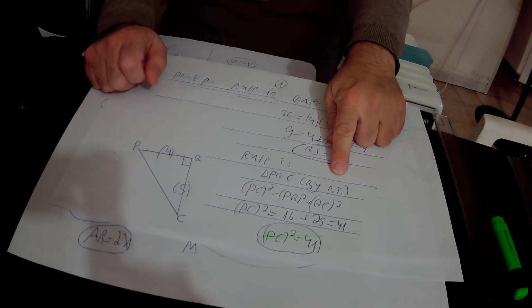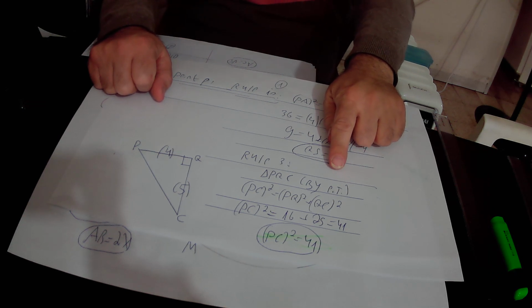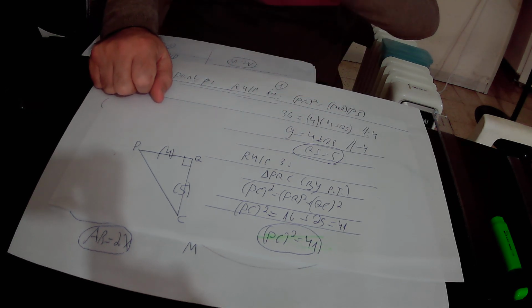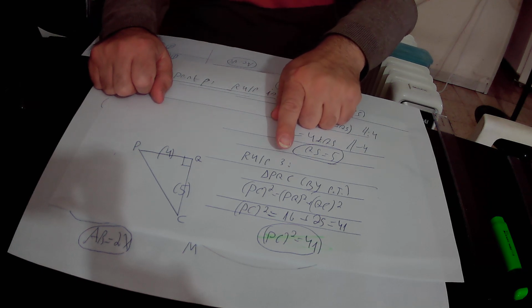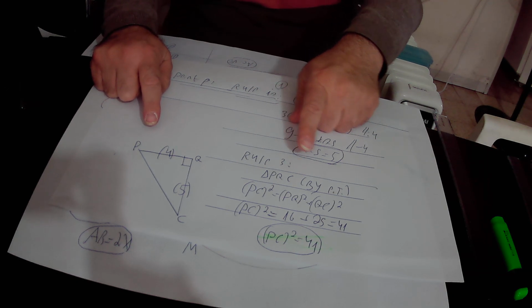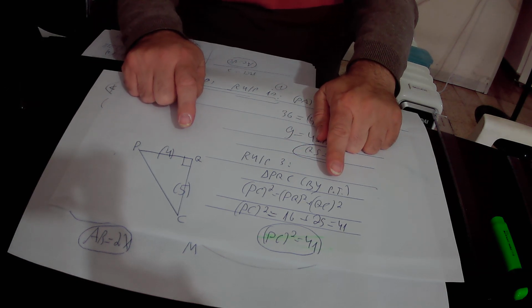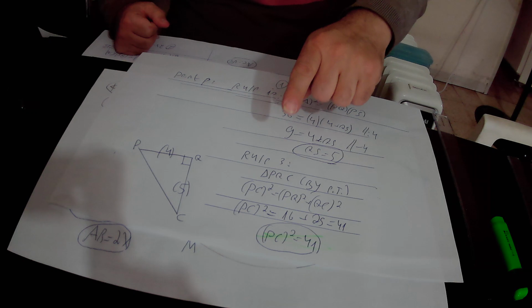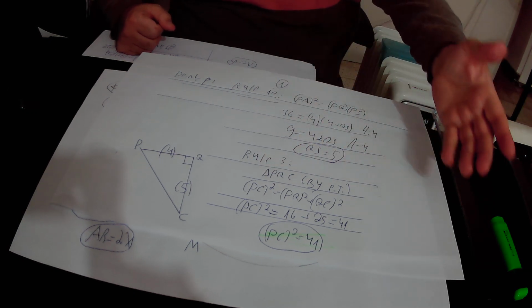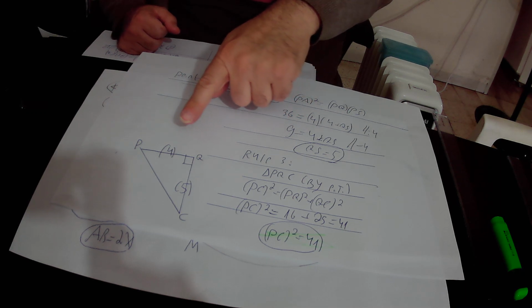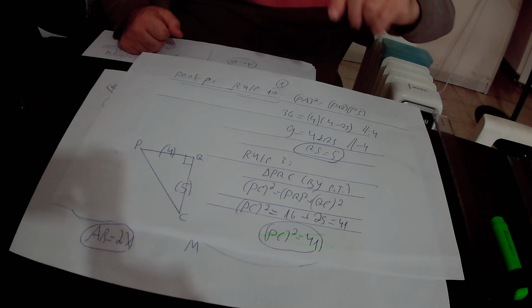According to the Pythagoras theorem, in the right triangle PQC, PC square equals PQ square plus QC square. So PC square, that is the square of the hypotenuse, equals PQ square. PQ is 4, therefore PQ square is 4 square, that is 16, plus QC square. QC is 5, therefore QC square is 5 square, that is 25. So in total, PC square equals 16 plus 25, that is 41. Again, the square of the hypotenuse of the right triangle PQC, PC square, equals 41.